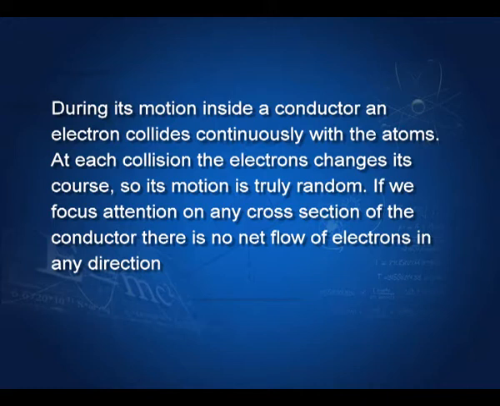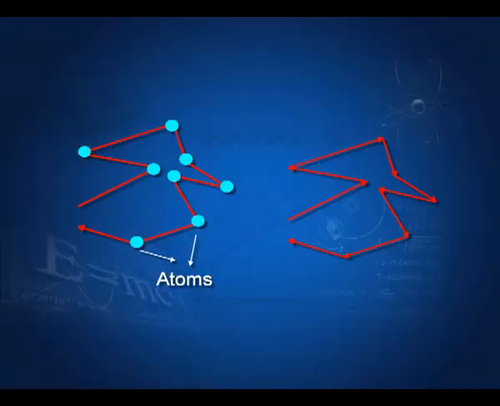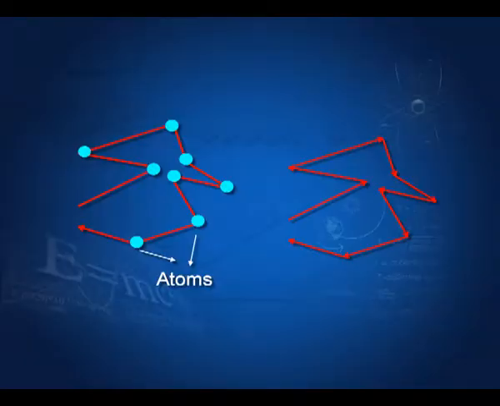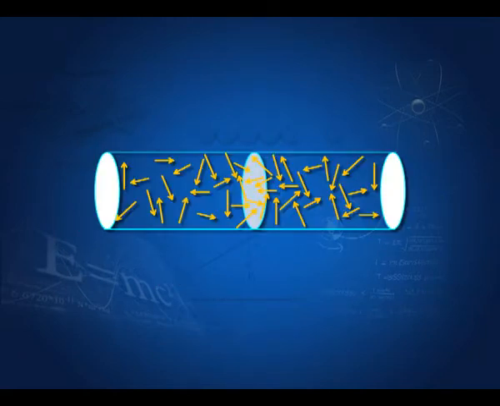If we focus attention on any cross section of a conductor, there is no net flow of electrons in any direction. Let me show you this here. Here I have a piece of metallic wire, and the motion of electrons when there is no electric field applied, when there is no potential difference applied. Now, the electrons move in random directions, and if I choose this cross section, there is no flow of electrons either to the left or to the right. And this is how things happen.